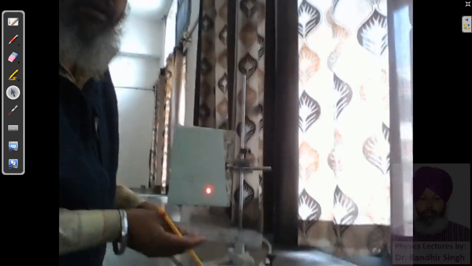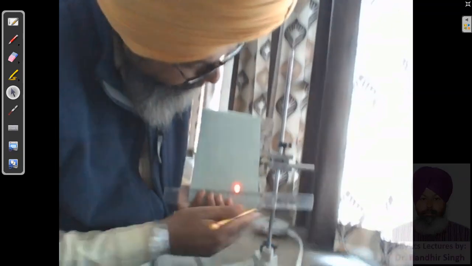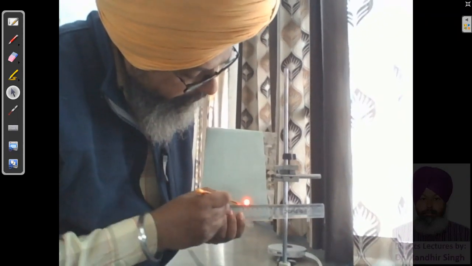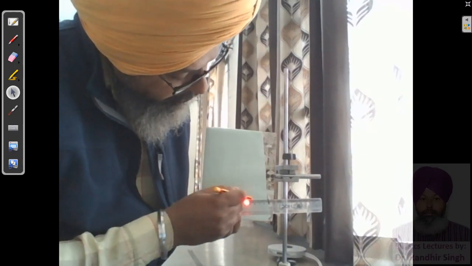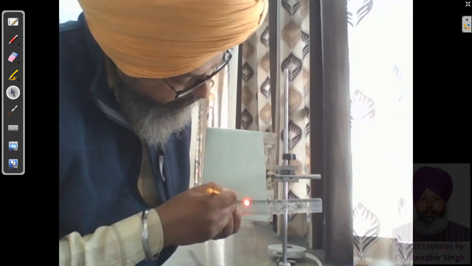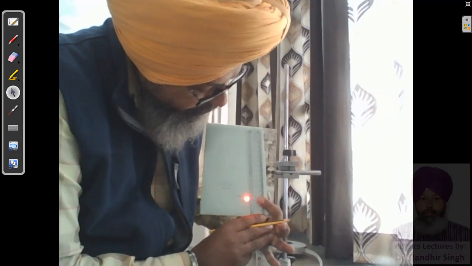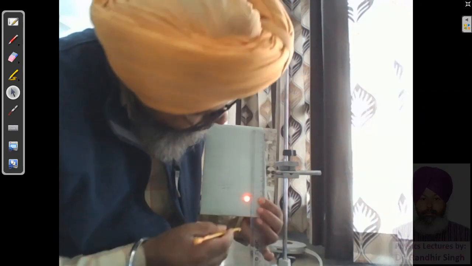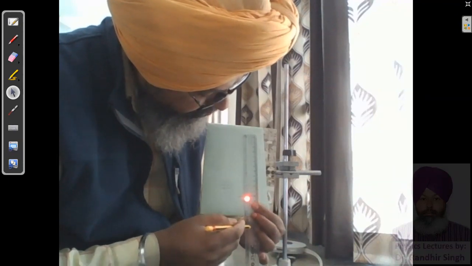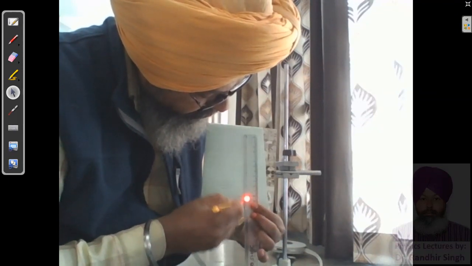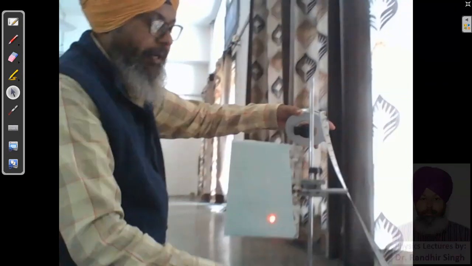So I will draw a tangent at the bottom, at the top, on the right side, then the left side. Now I will move the screen to 6 meters.